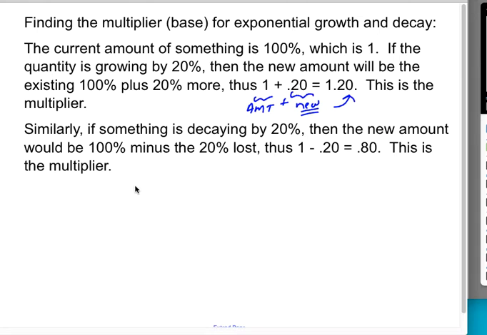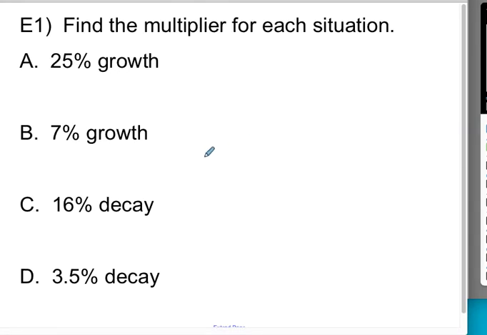If something is decaying, which means losing an amount, say decaying by 20%, then it would be the current amount you have, which is 1 because that's 100%, minus the amount that you're losing. So your multiplier would be 0.8. We're going to go ahead and walk through 2 examples where you find some multipliers. Find the multiplier for each situation.